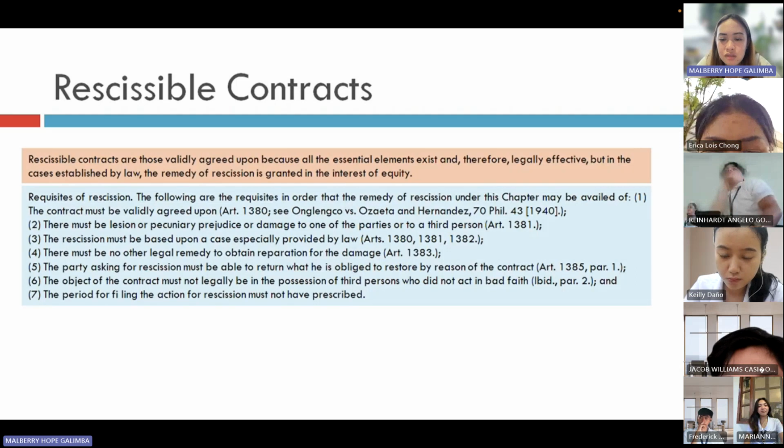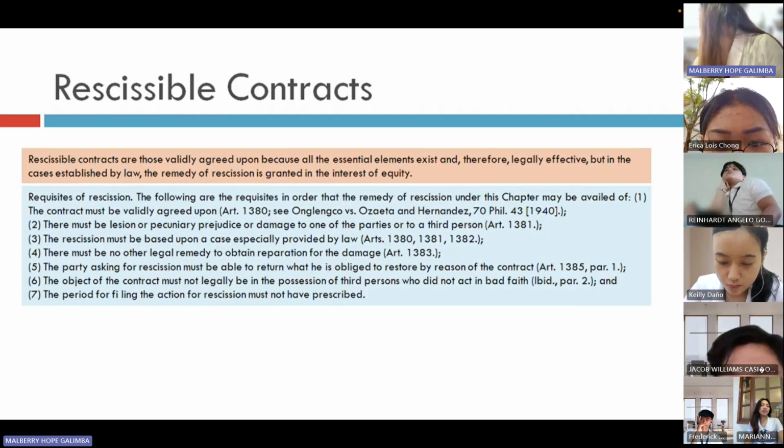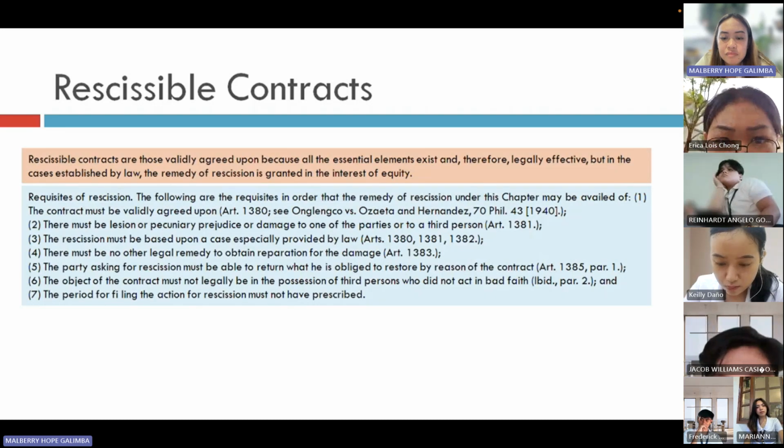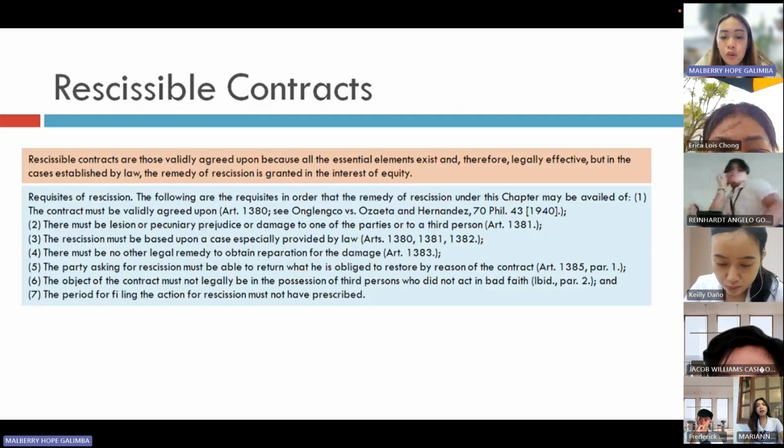Requisites of rescission. First is that the contract must be validly agreed upon. Very important that the contract must first be valid, because if it is a void contract, then it cannot be a rescissible contract. So there must be the presence of the three essential requisites of a contract: consent, what else? Object, cause or consideration. But by reason of the economic damage or lesion, then in the interest of equity, the contracts are considered rescissible. And the aggrieved contracting party, such as the minor or the absentee or the creditor, may go to the court and have the contract rescinded or canceled because of that economic damage or lesion.